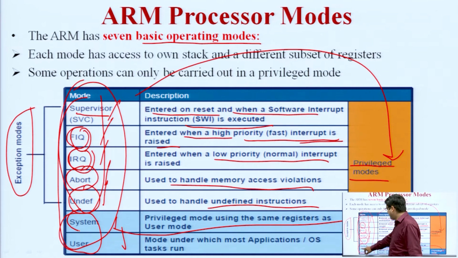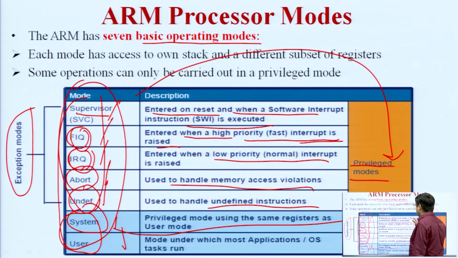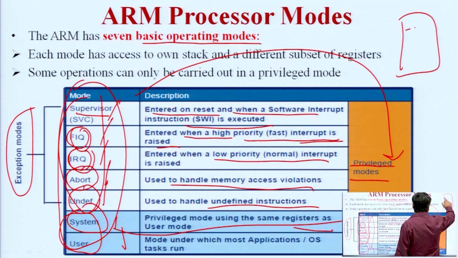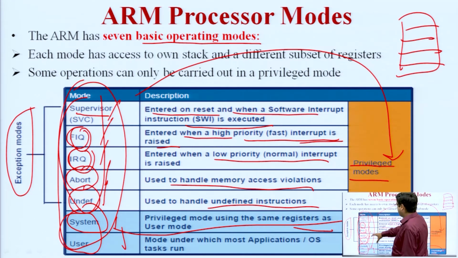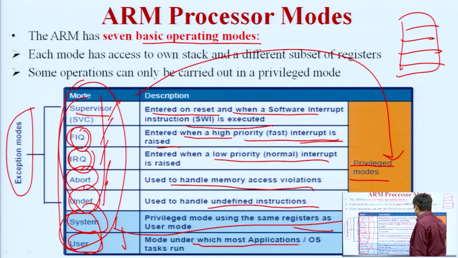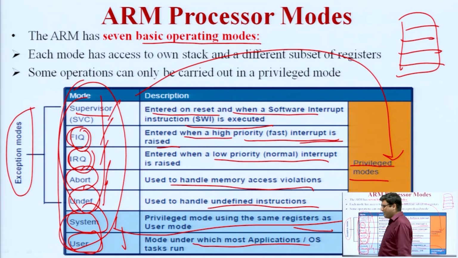It has a system mode. System mode means that when our ARM processor utilizes the system mode, these privileged modes use the same registers as the user mode. So we are utilizing the same registers when our ARM processor is utilizing the system mode. It has a user mode. User mode is the mode under which most application tasks can run. So when the ARM processor goes into this mode, most of the applications are run through the ARM processor. So this is the explanation of the 7 basic operating modes.